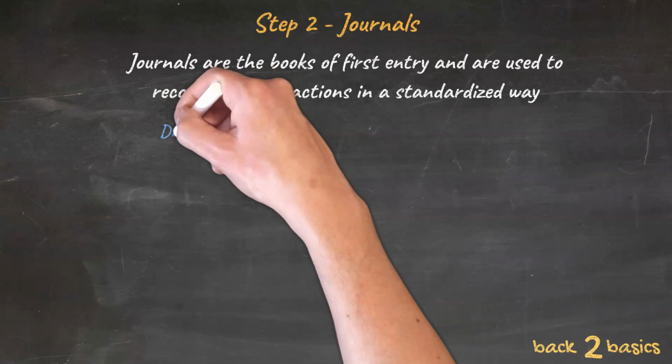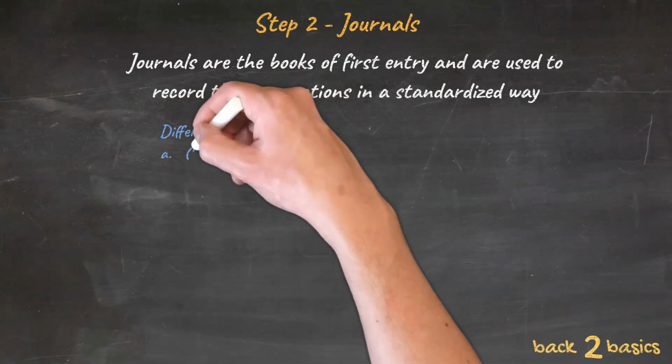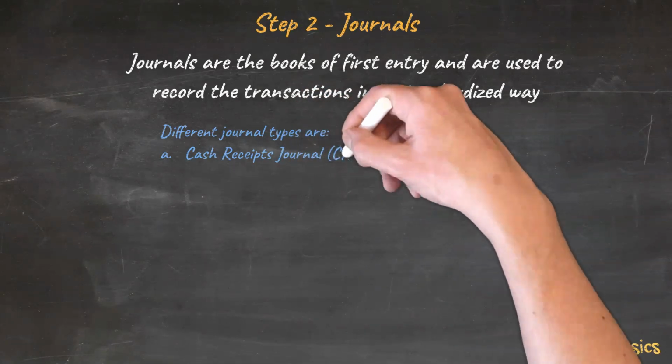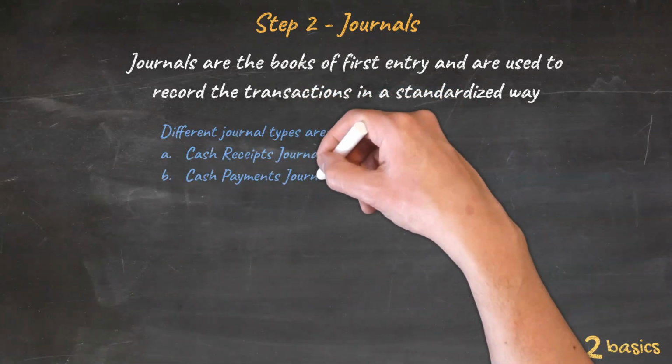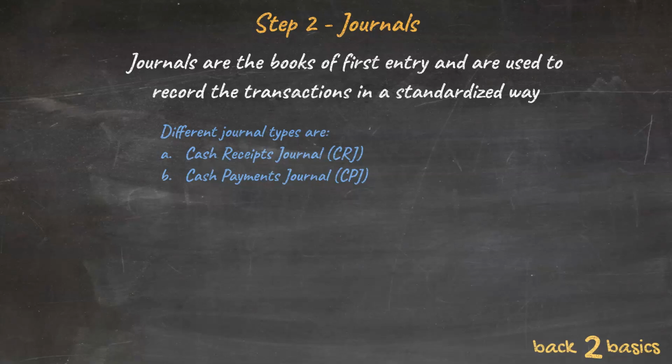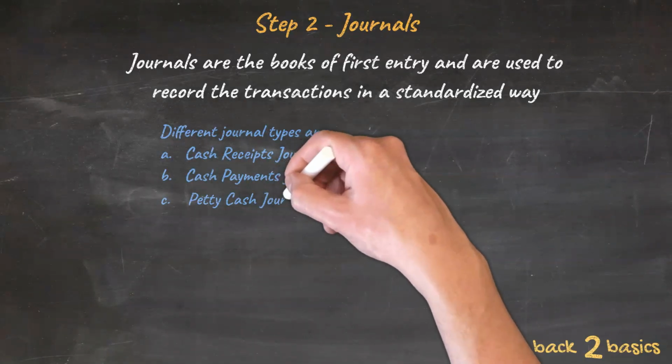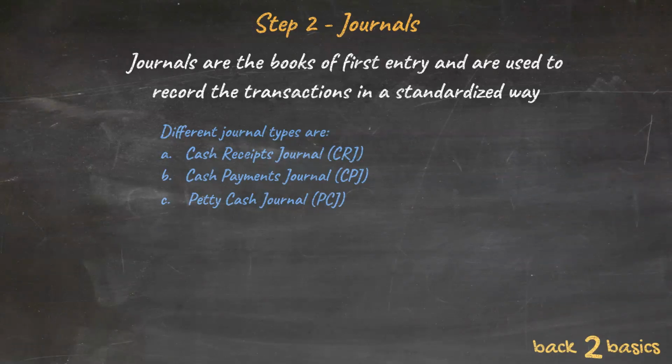There are various types of journals, and each type of journal is used to record a different type of transaction. The different journal types are cash receipt journals and cash payment journals. These journals contain all transactions that basically affect your bank account. You also get petty cash journals, and these are transactions that have been done in petty cash.